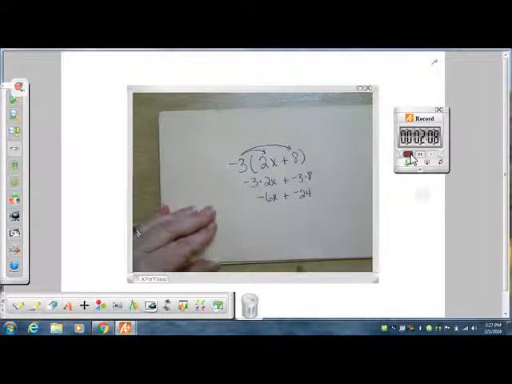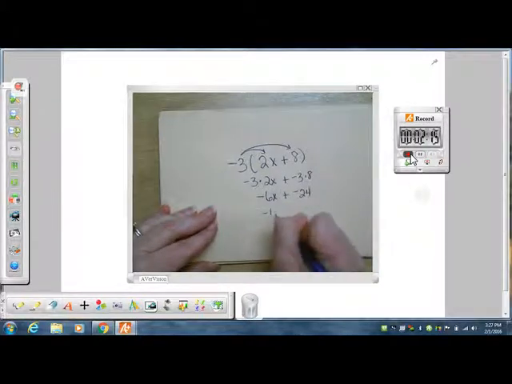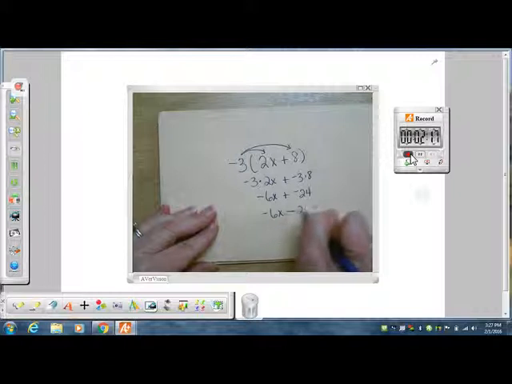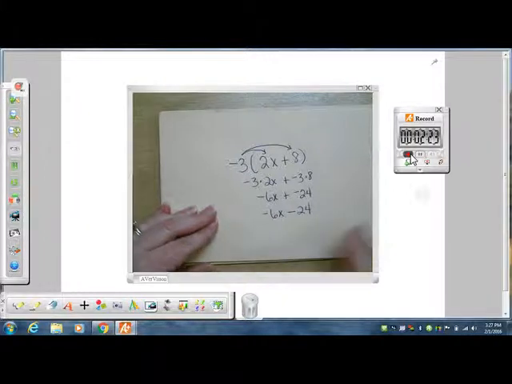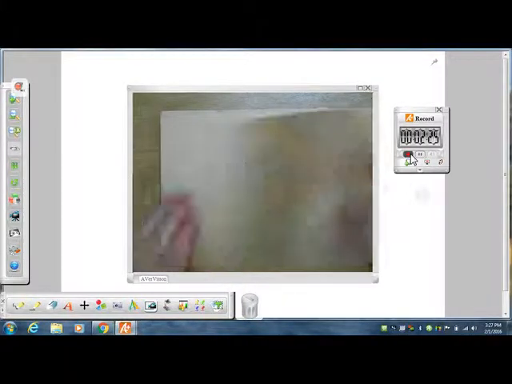Now, we could leave it this way, but the best way to write plus negative 24 would just be to change it back to negative 6x minus 24. This is not wrong, but this is a better way of writing it. Okay?